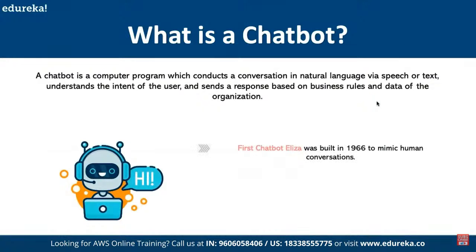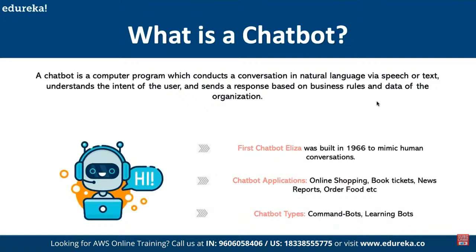So here we have discussed what exactly a chatbot is, and we know the first chatbot was built back in 1966 to mimic human conversations. And chatbot applications include multiple domains, including online shopping, booking tickets, news reports, ordering food. Like we have seen the example for the Microsoft website as well. So there are multiple integrations available, and we have discussed there are multiple chatbot types. We have the command bots, where we can create a complete script, or we can also make use of learning bots as well.